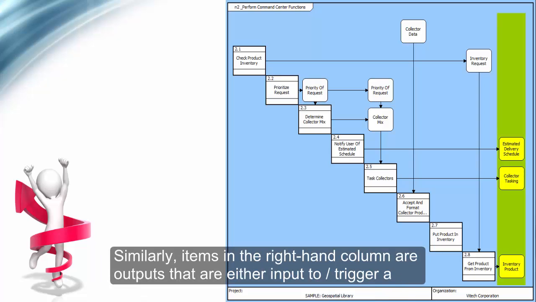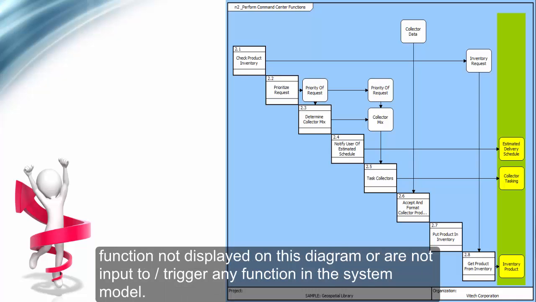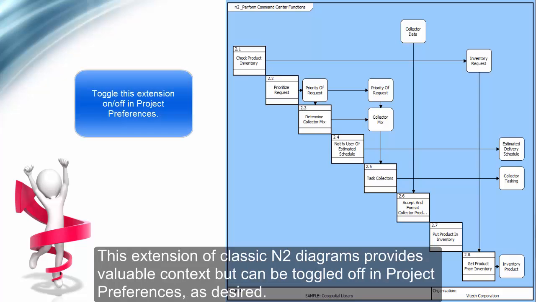Similarly, items in the right-hand column are outputs that are either input to or trigger a function not displayed in this diagram or are not input to or trigger any function in the system model. This extension of classic n-squared diagrams provides valuable context, but can be toggled off in project preferences as desired.